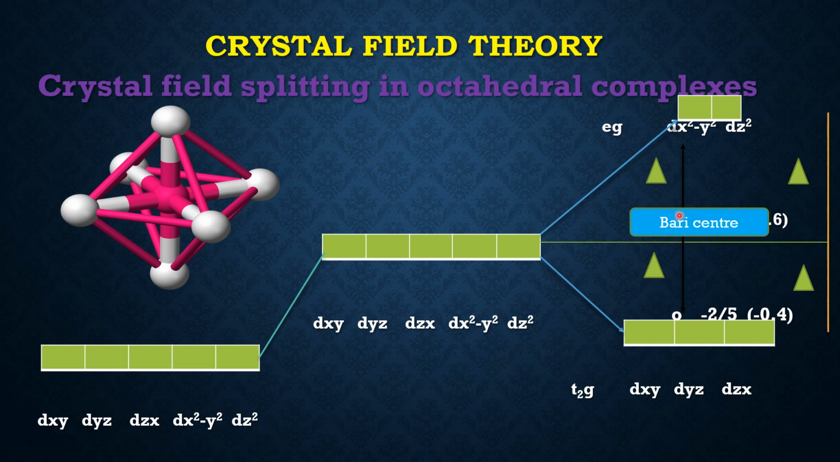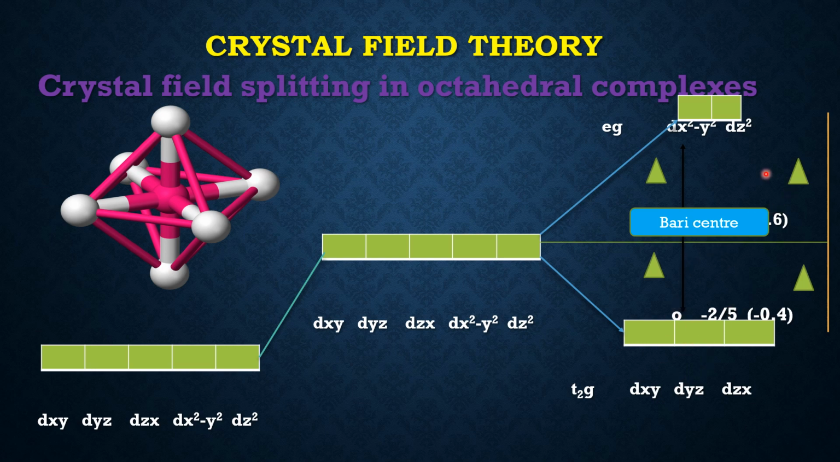The barycenter is helpful to identify how much splitting will occur in the d orbitals. This orbital has the maximum splitting, and this orbital has the lowest splitting. As I said earlier, the reason is that dx square minus y square and dz square lie along the axis, so they have higher energy. The dxy, dyz and dzx have lower energy because they lie in between the axes.